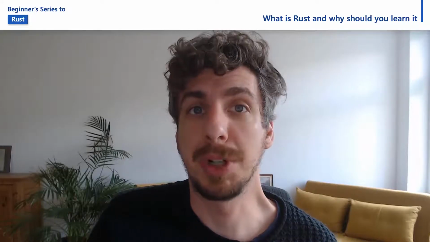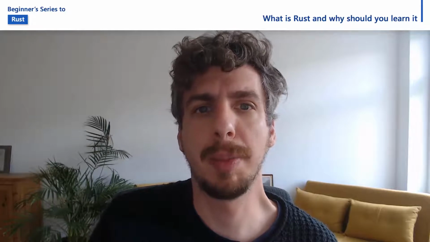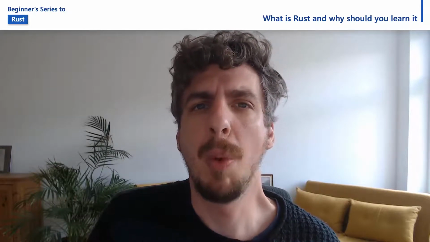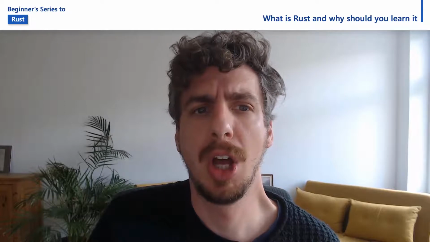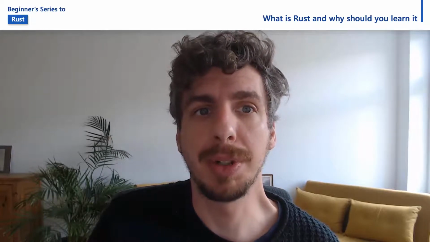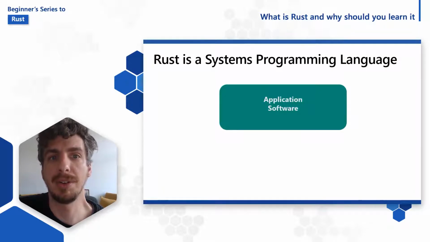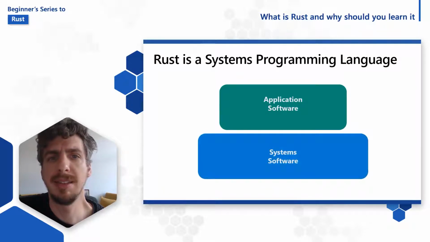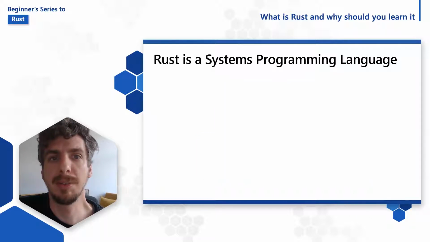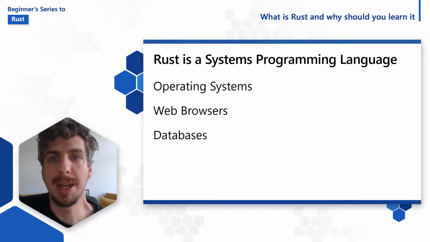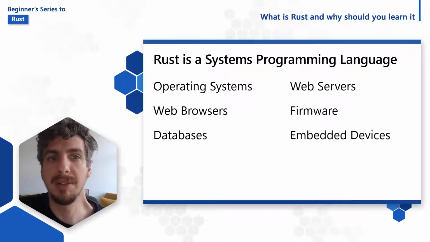Perhaps you've heard about Rust from colleagues or friends as an interesting new programming language that you should check out. But what kind of programming language is Rust? What makes it different from other programming languages? First, Rust is often described as a systems programming language. But what does this mean? Rust is a language used to build the software that powers the underlying systems that other software runs on top of. This typically means things like operating systems, web browsers, databases, low-latency web servers, firmware, small embedded devices, and other such low-level programs.